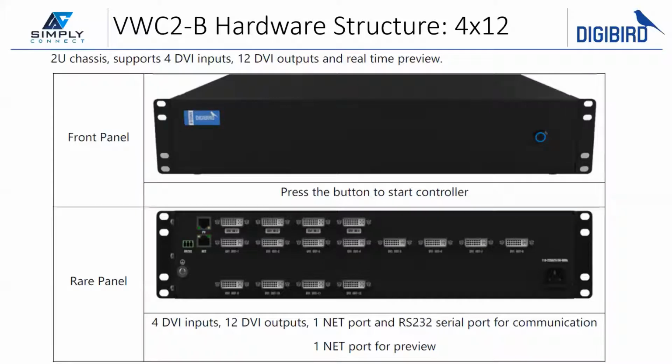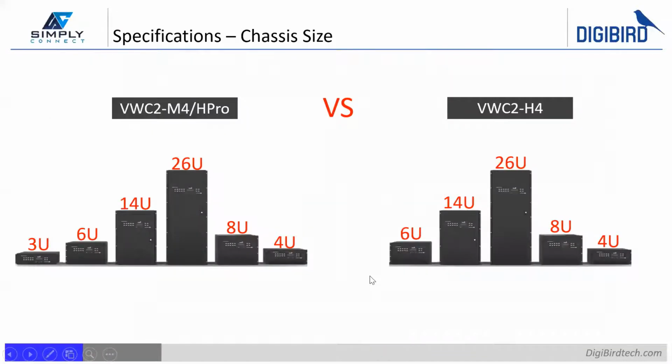And then the modular one, if compared to A10, they have a very wide range of modular chassis. You can see they have the M4 and H4 series. They start with 3U size and go up to 26U, whereas the H4 series is from 4U to 26U. Later we'll also cover the difference between the M4, H4, and H Pro series.